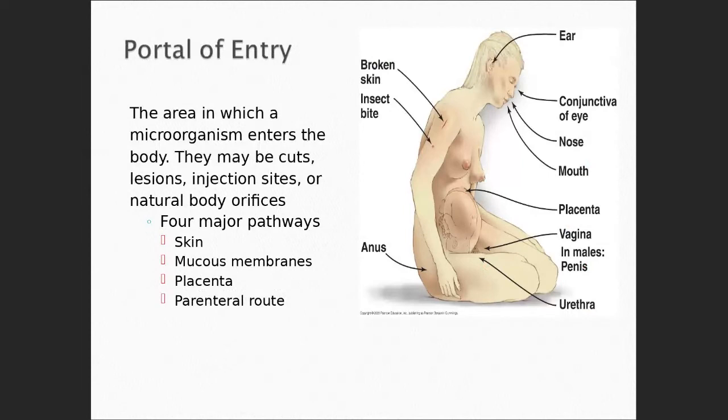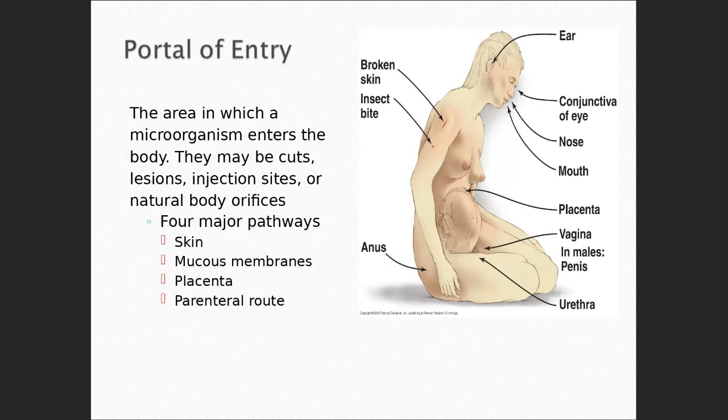Portals of entry. Portals of entry are how the organism gets into our body, right? And so there are typically four major pathways, right? Skin, right? Break or breach in the skin. The skin is a pretty good covering. It's a pretty good protective layer. And if it's intact, very few things are going to penetrate it. Okay. But if you get a break or a breach or a scratch or a rash or whatever, then things can get in. Mucous membranes, another way, right?